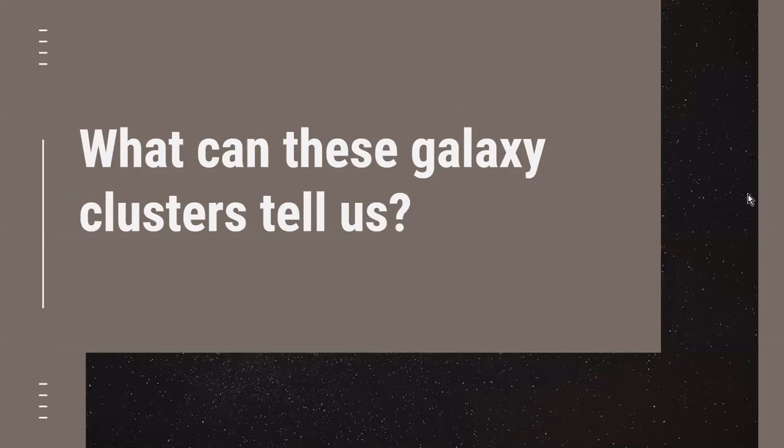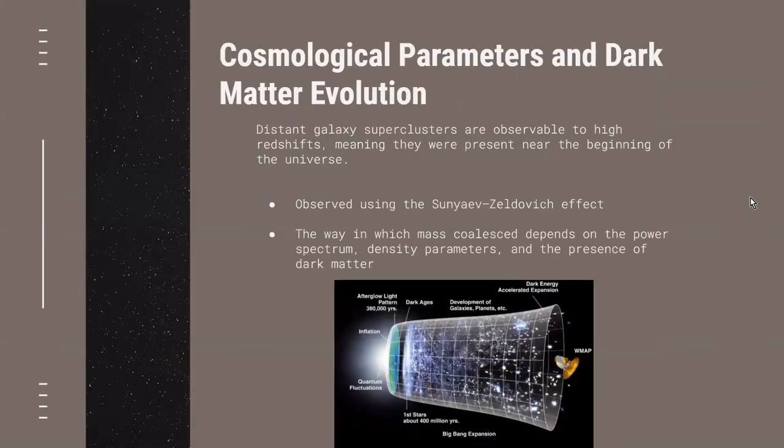But what can these galaxy clusters tell us? Well, since these galaxy clusters are observable to high redshifts, this means they were one of the first large-scale structures in the universe. These galaxies were observed using the SZ effect, where CMB photons are distorted through inverse Compton scattering, meaning photons are given extra energy from collisions with electrons emitted from these galaxy clusters.